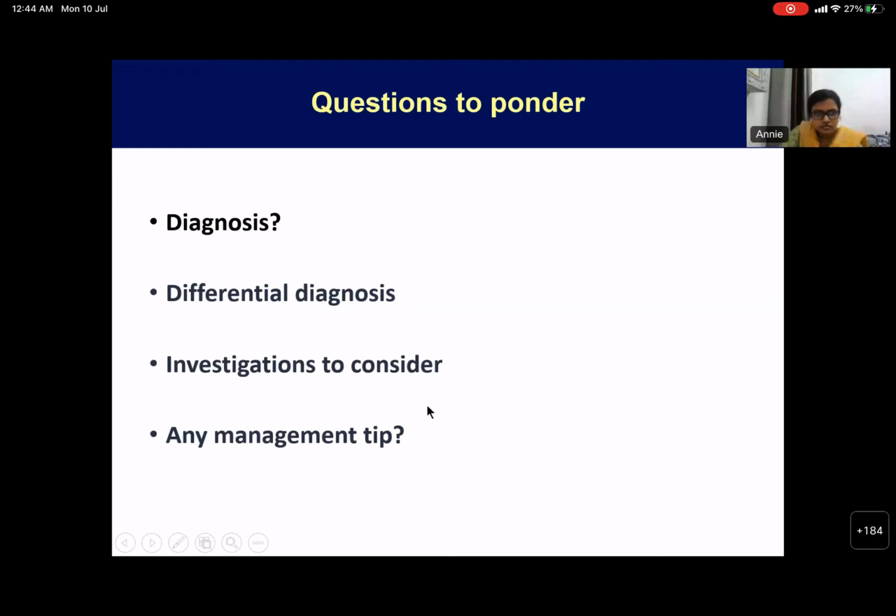So we are on to the next point. Investigation to decide which iron studies would you want to do? I would like to have transferrin saturation, ferritin, then total iron binding capacity, and serum iron levels. Serum iron. So you can also do zinc protoporphyrin and serum transferrin receptors in some centers if that is available.